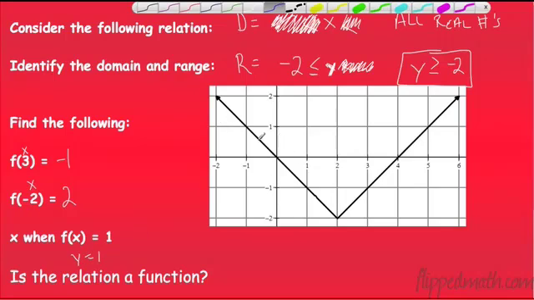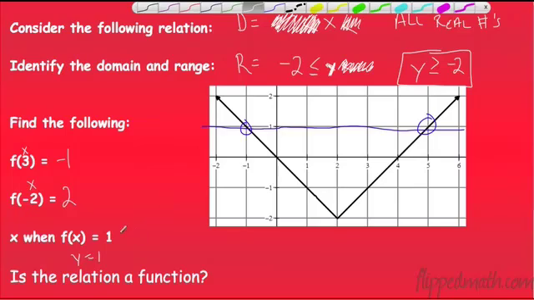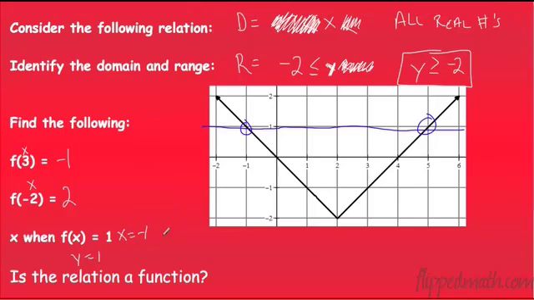We need to be careful on this one because if you look here, y is 1 there and there. So it hits twice, doesn't it? Hits at negative 1 and it also hits at 5. So for this one, we have 2 answers. So x is negative 1 or positive 5.